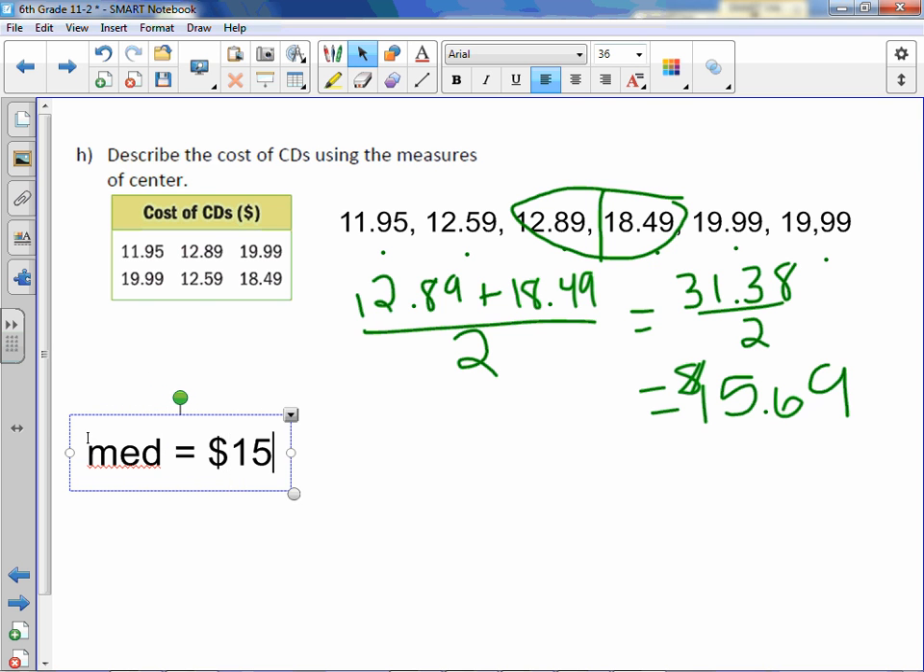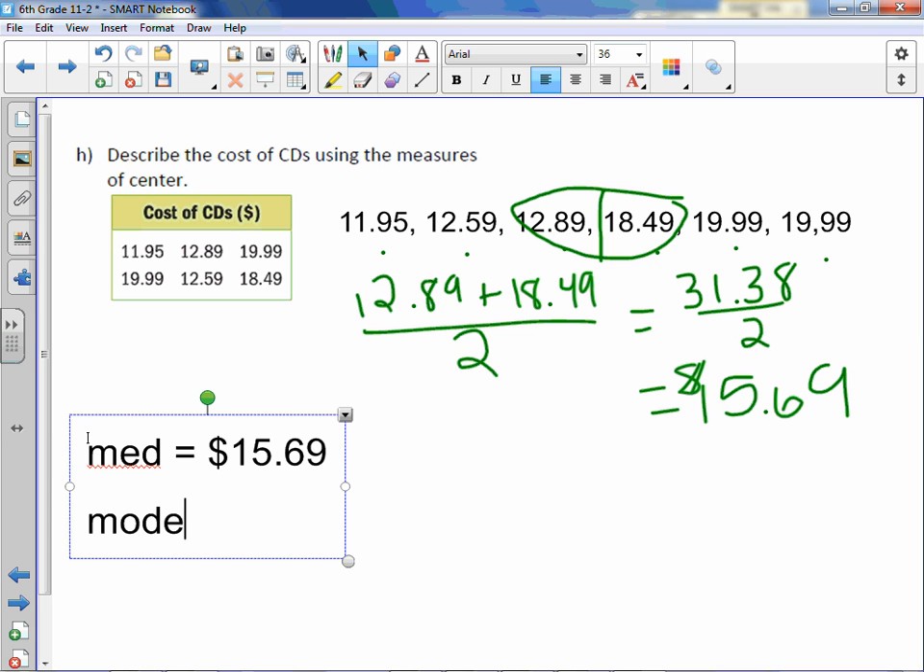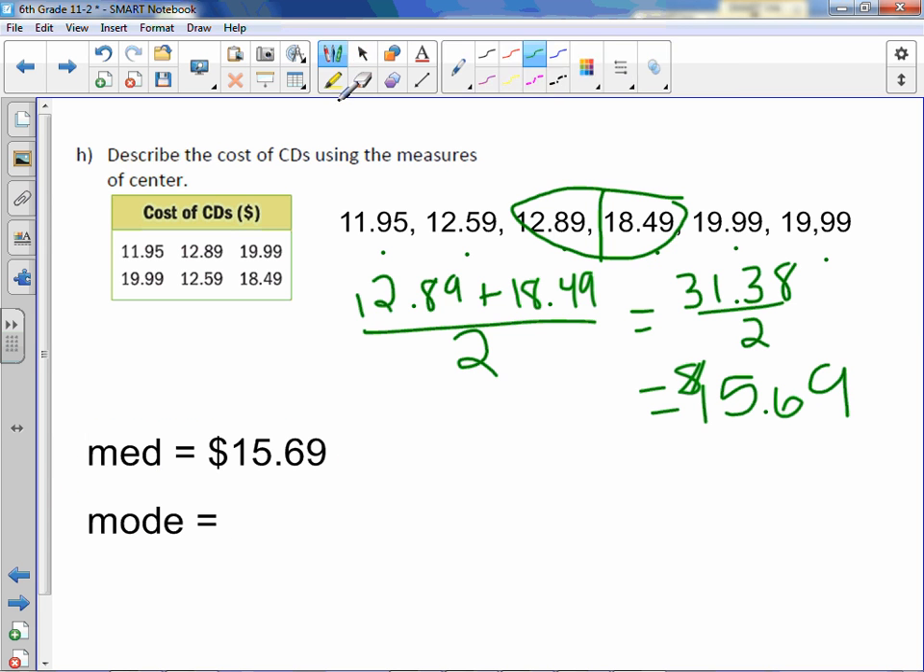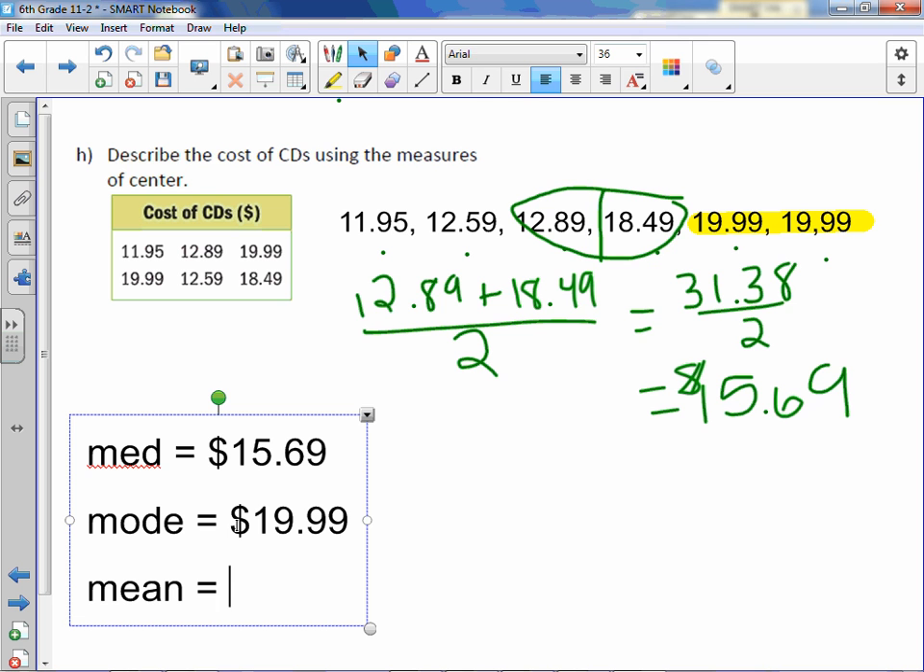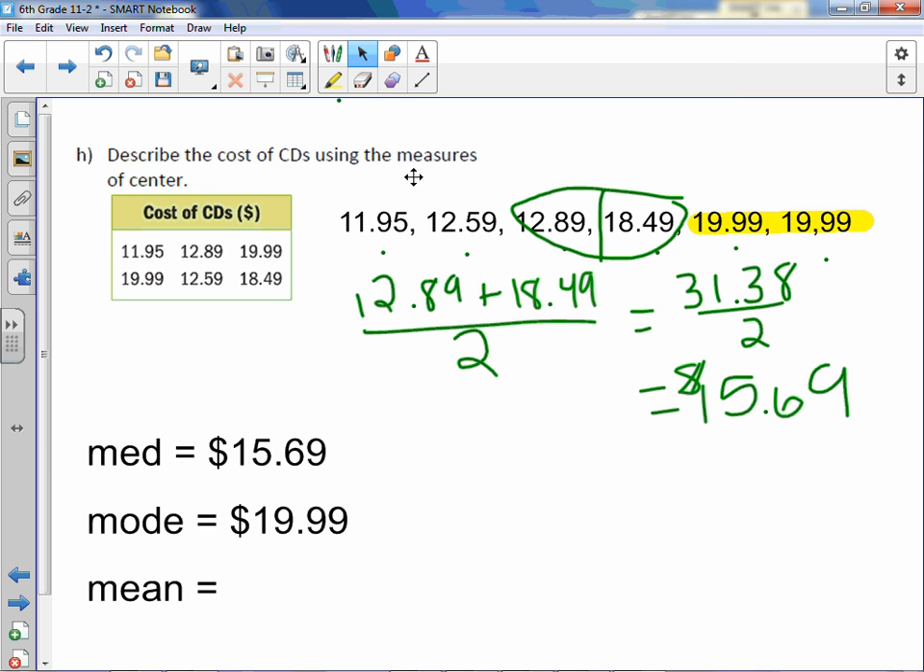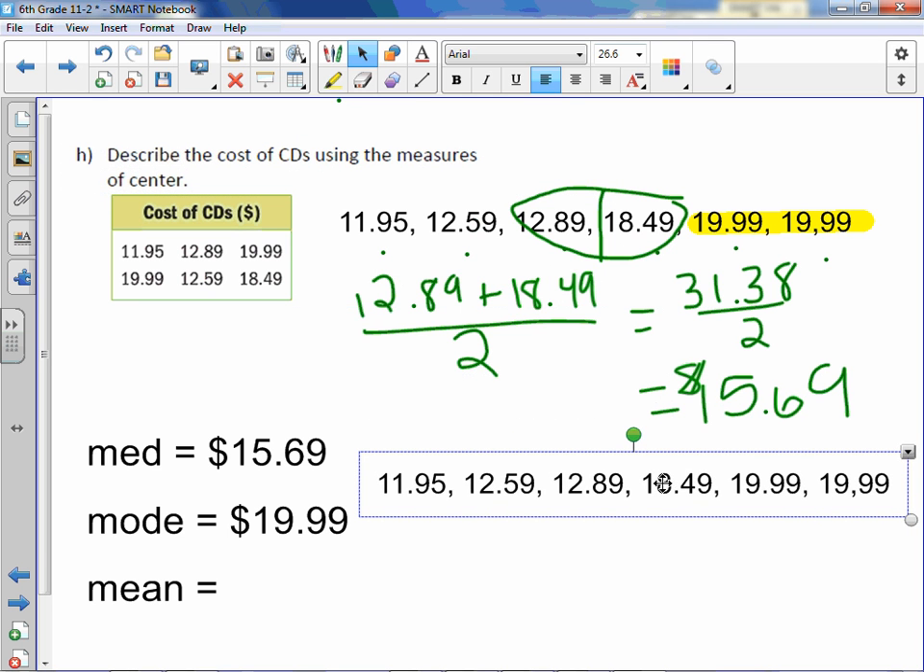The mode is the number that occurs most often. In this case, it looks like 19.99. And to find the mean, we need to add them up and divide by the total amount of data, which in this case is 6.